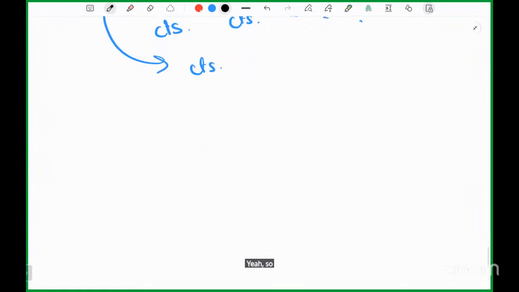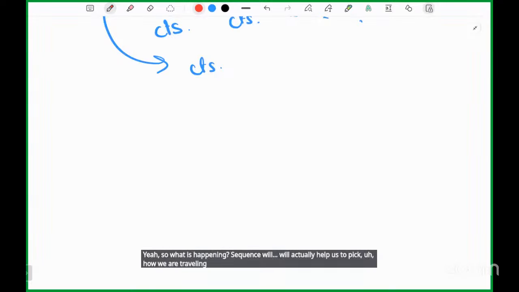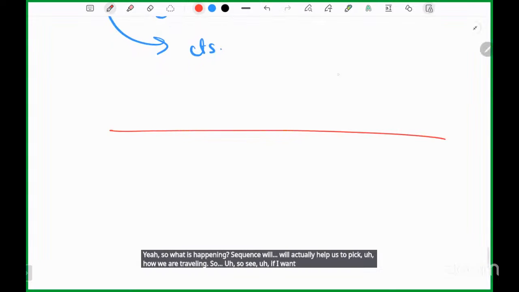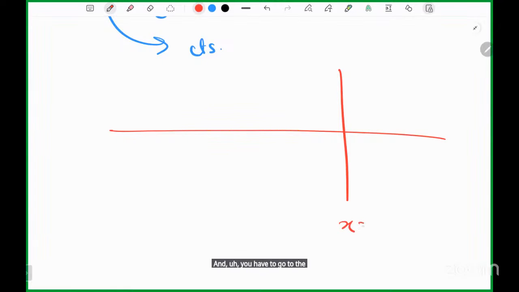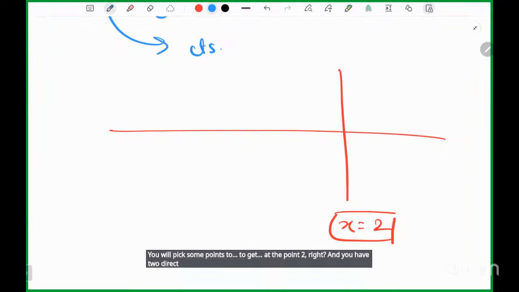Yeah, so what is happening? Sequence will actually help us to pick how we are traveling. So see, if I want to say that you have this straight line, and you have to go to the point x is equal to, let's take it to be 2, and you have to reach the point x is equal to 2. Okay, so what you will do, you will pick some points to get at the point 2, right? And you have two directions. You can come from left hand side, you can also come from right hand side.